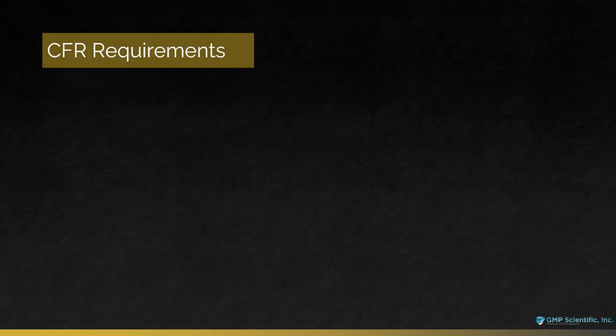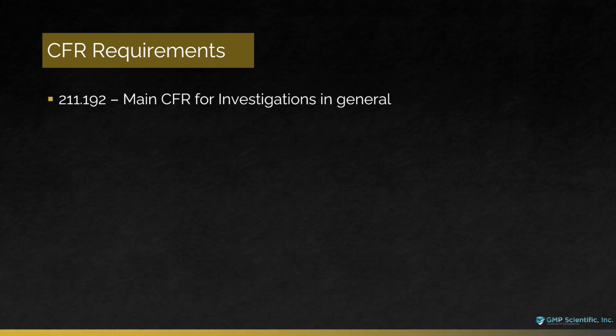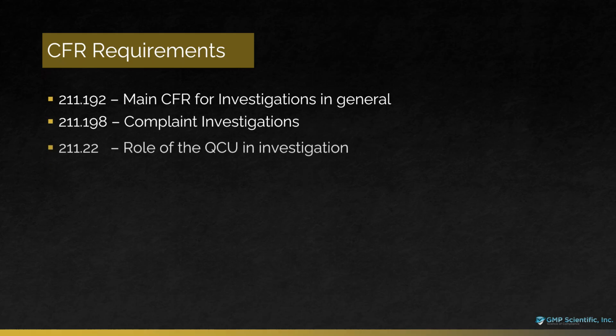Three CFR sections are central to investigations. Section 211.192 addresses investigations of unexplained discrepancies and batch failures. Section 211.198 connects complaint handling to investigation requirements. Section 211.22 defines the authority and responsibility of the Quality Control Unit, including oversight of investigations.